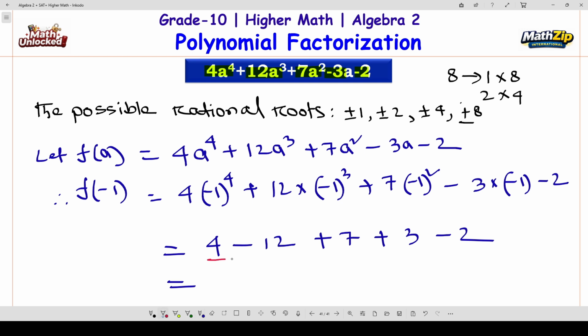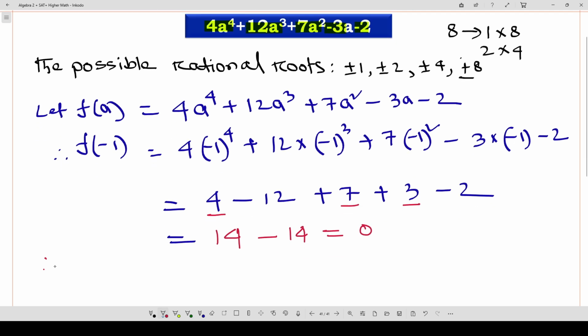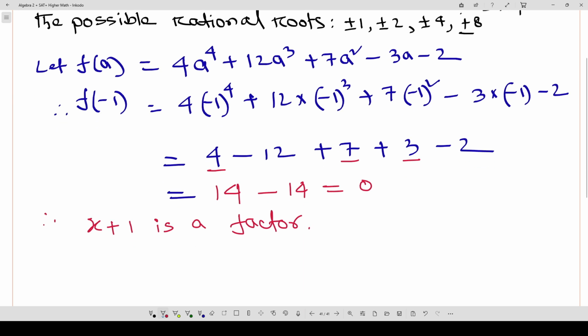So here is a 4 plus 7 plus 3, so 10 plus 4 is a 14. And here is a minus 14. So it should be 0. So it's a minus 1. So x plus 1 is a factor, right? X plus 1 is a factor. Now we are trying to make division by synthetic method.